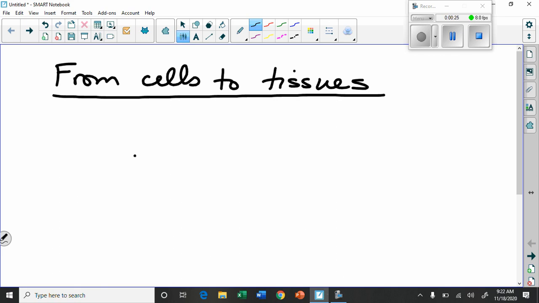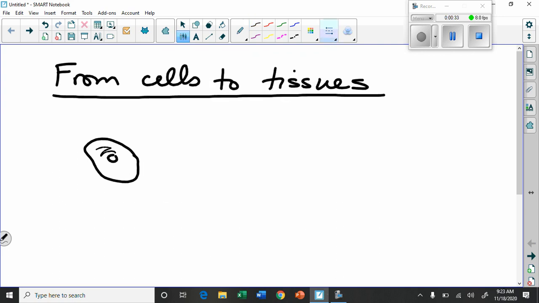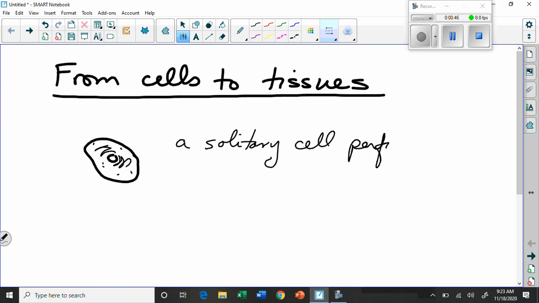So from cells to tissues. So here's a cell, a typical cell, right? And it's got a nucleus, and it's got, let's make a little bit of endoplasmic reticulum in there. Other things. There's a cell. A solitary cell performs all the jobs of life on its own.